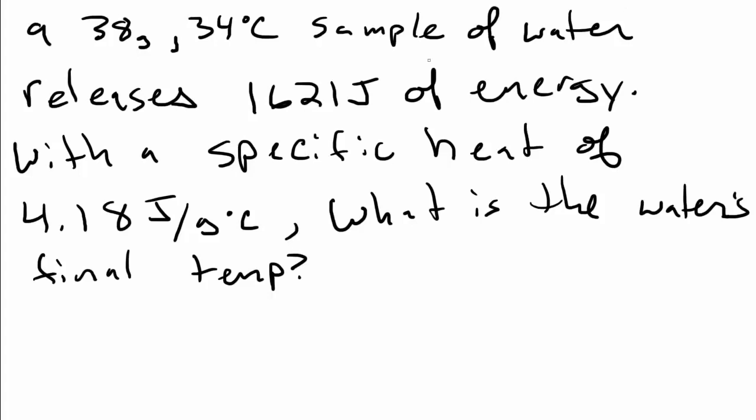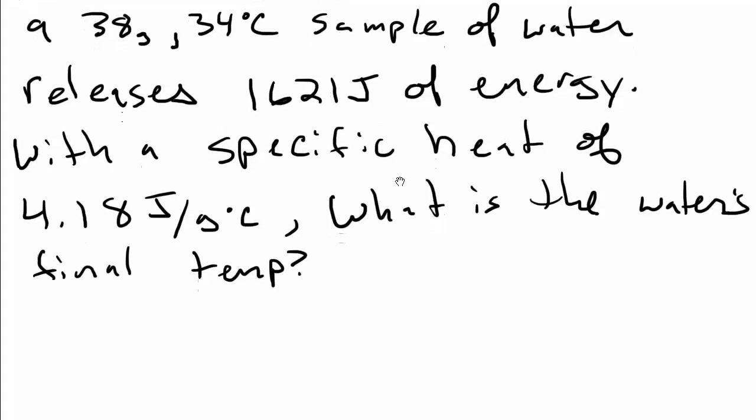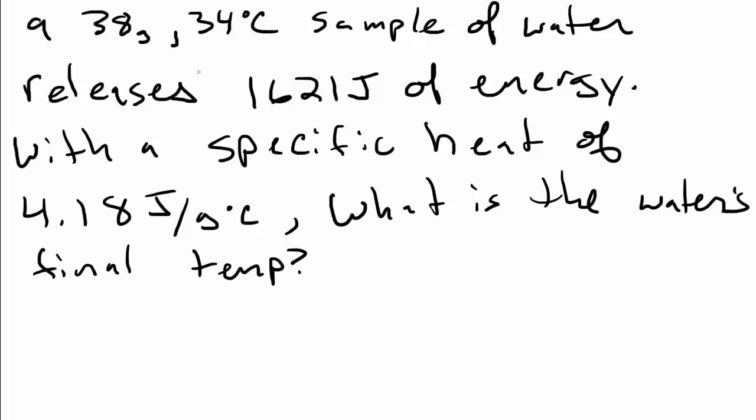So here's an example of a word problem that's probably the most challenging you're going to encounter here. This one is actually, as we're going to see in a second, asking you to find the final temperature. I'm going to show you why that's a little tricky. But let's just look at this word problem. A 38 gram, 34 degrees Celsius sample of water releases 1,621 joules of energy with a specific heat of 4.18 joules per gram Celsius.